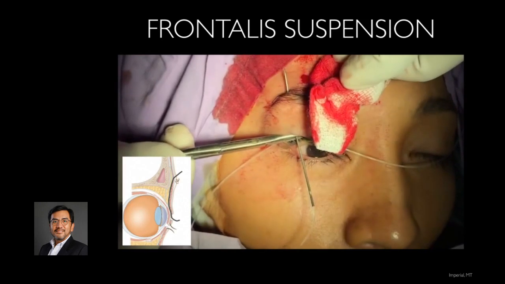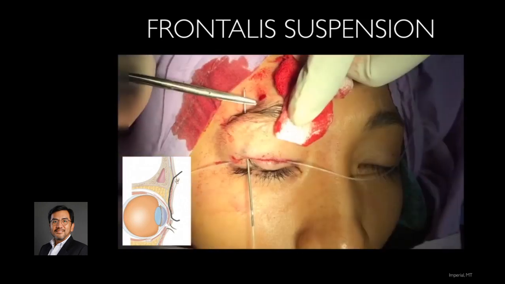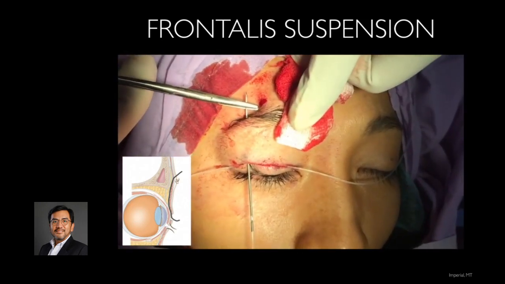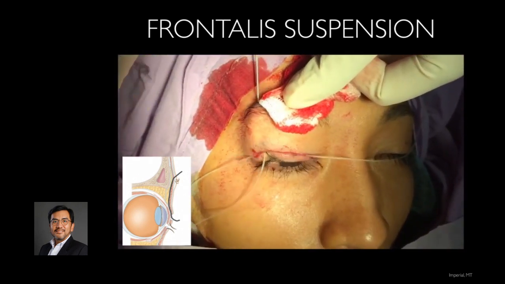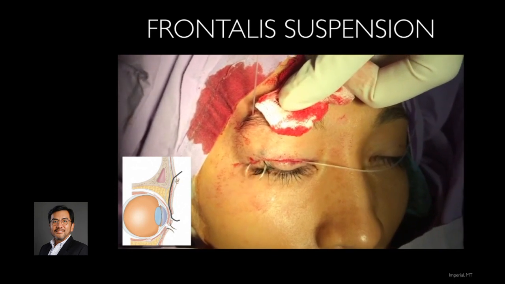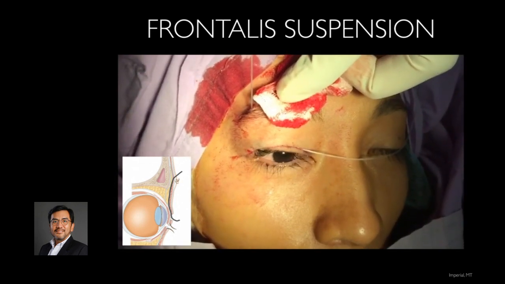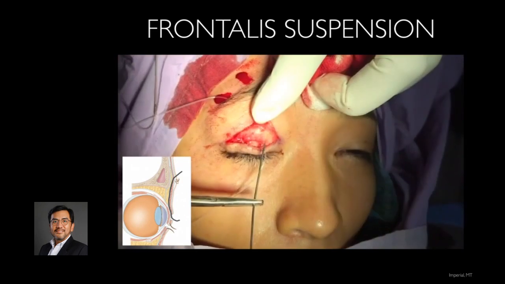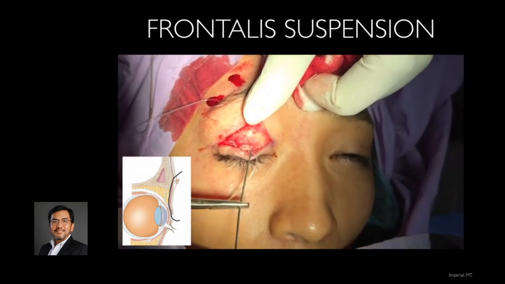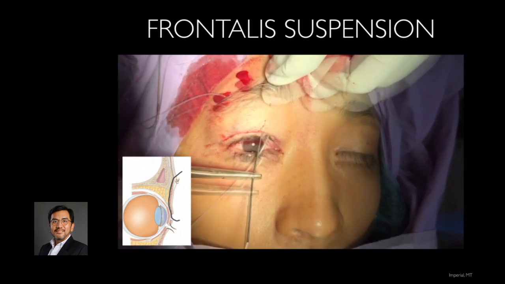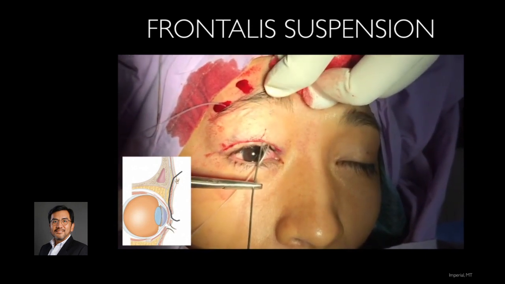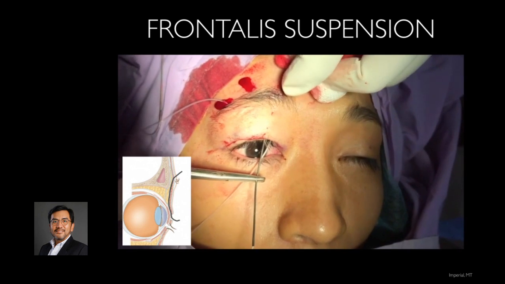Since the sling has an attached straight needle, it can easily be passed from the upper lid incision to the eyebrow using the same plane as illustrated in the picture. As you can see, no lid plate is needed as the direction of the needle is directed away from the globe. This is carried out on the other side, as you can see here.